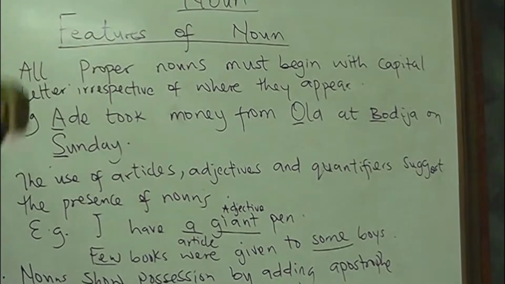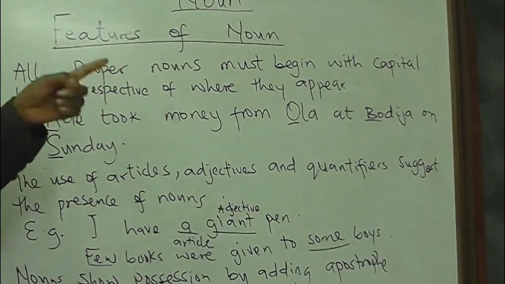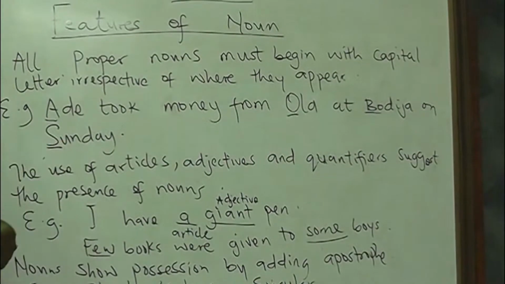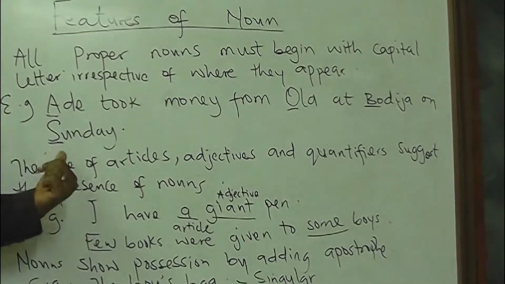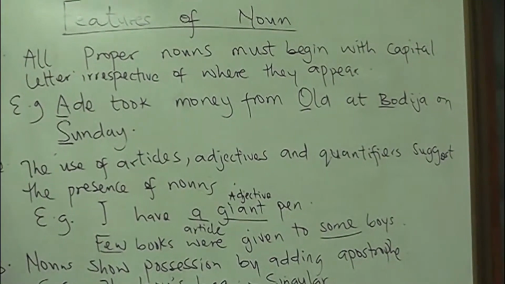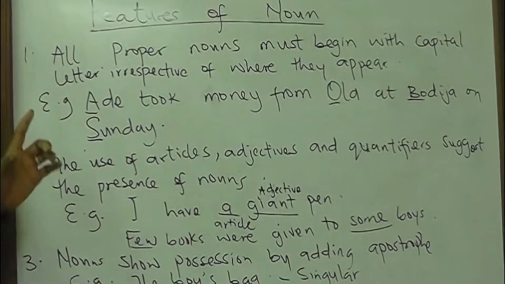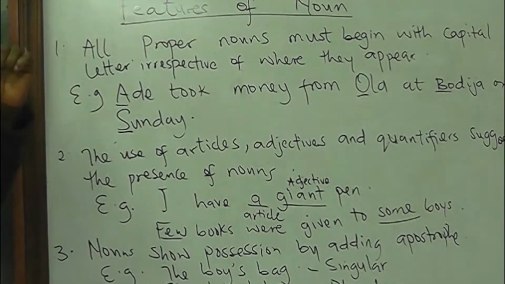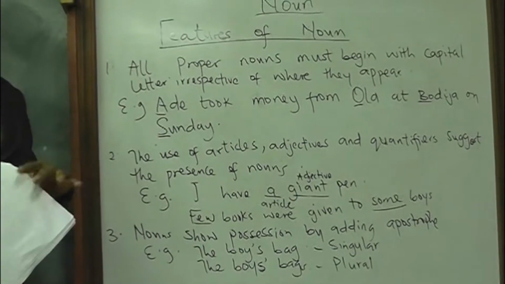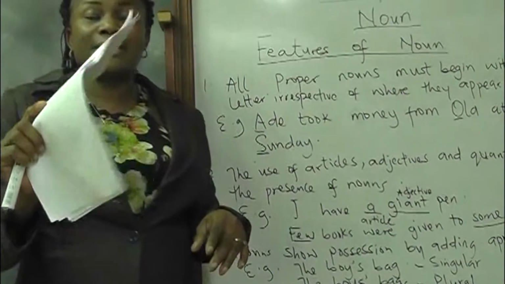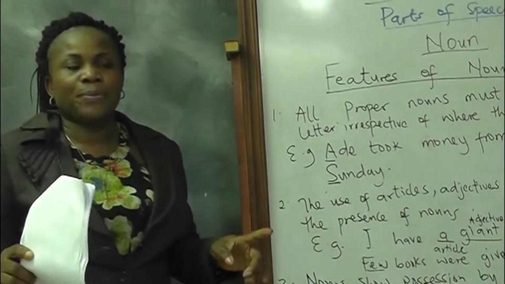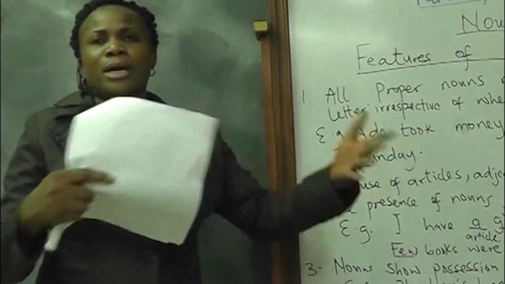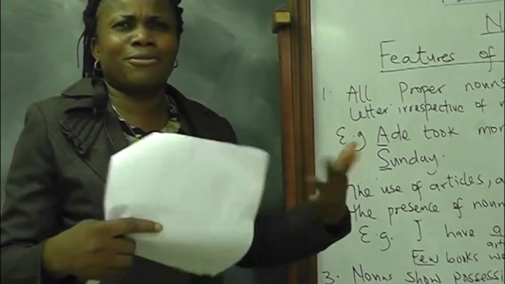At Bodija. Bodija is a place in Ibadan. So Bodija there should take a capital B. On Sunday, I mentioned earlier that the days of the week, they are all proper nouns. So the S of Sunday should be bigger than the normal. So this should be clear enough to show us that when we write proper noun, irrespective of where it occurs, ensure that it begins with capital letter. And do not use any other word except the first person personal pronoun I as capital letter anywhere. I usually have problem of indiscriminate use of capital letter. When you write words, you mix both capital and small letter together, your writing will lack eye value, what we call eye value.